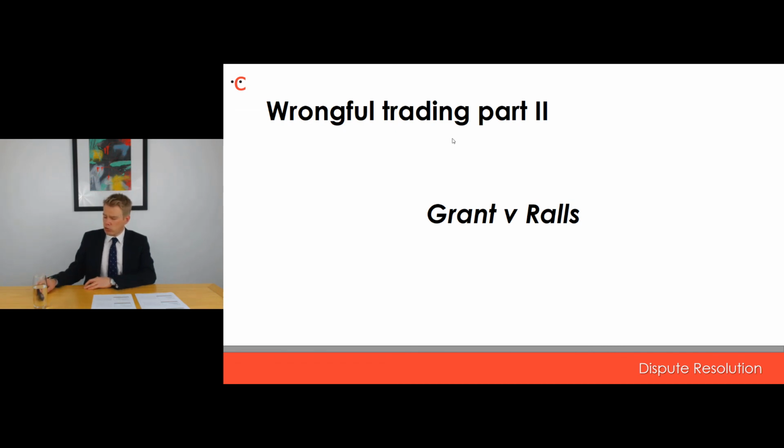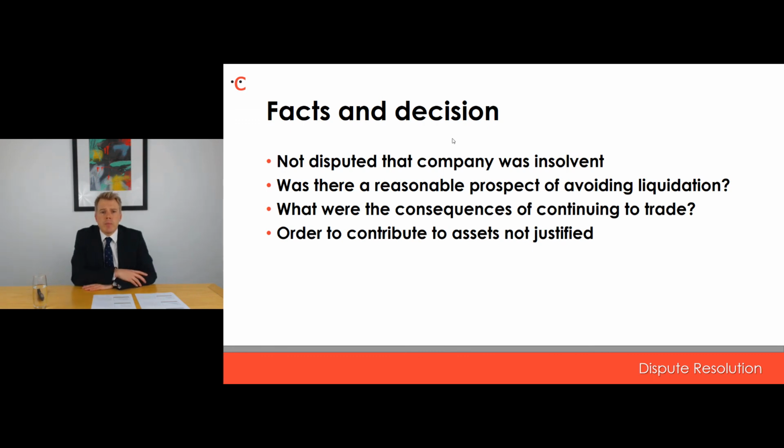There's another case called Granted Rules, which I won't deal with in as much detail because the facts of it are very similar. This was actually a construction company. There was no dispute that the company was insolvent, so what was referred to as the knowledge condition in the previous case was satisfied. The directors knew or ought to have known that the company was insolvent, and so the court had to go on and consider what were the consequences of continuing to trade.